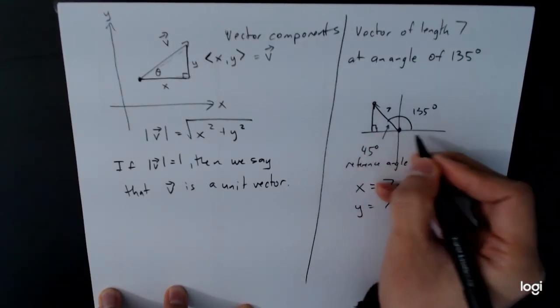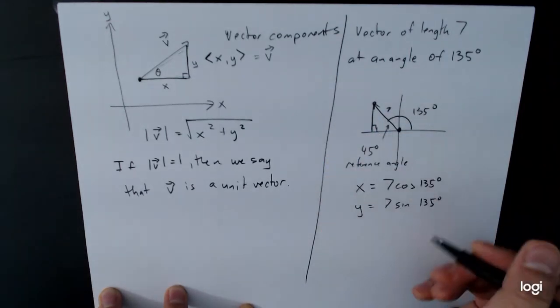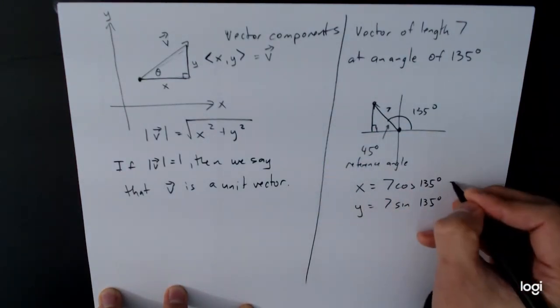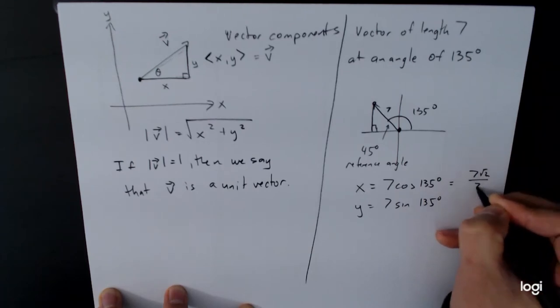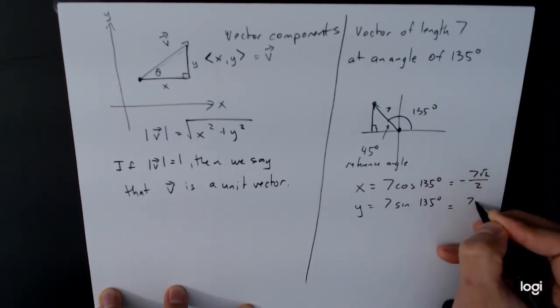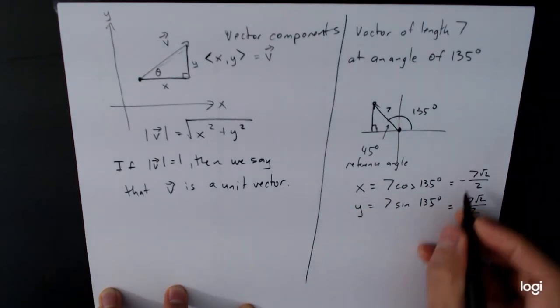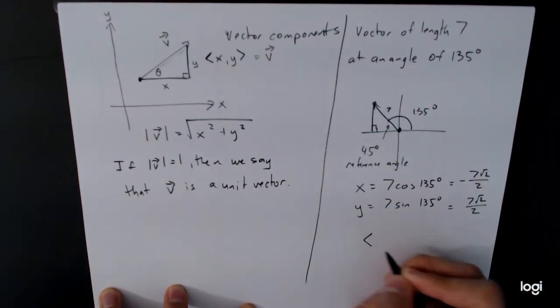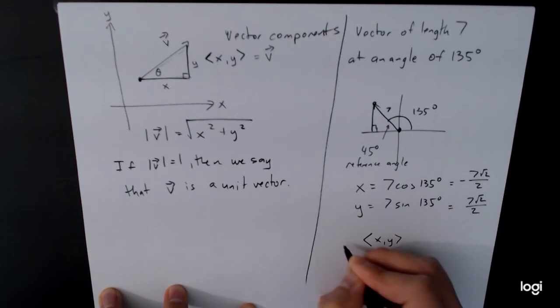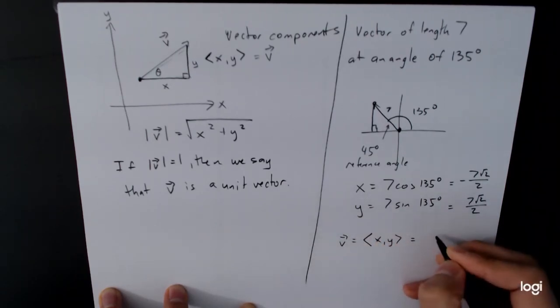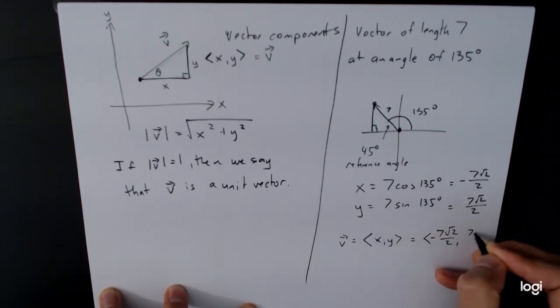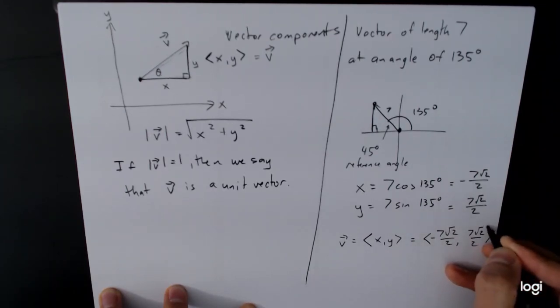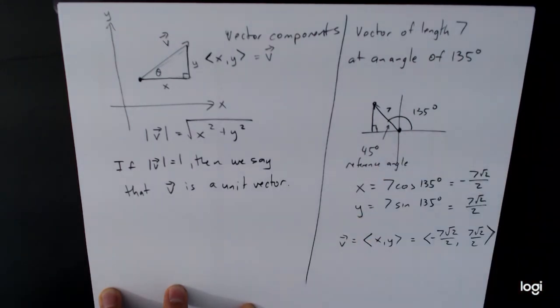Alternatively, you can solve for the length of this triangle and use the fact that we're in the second quadrant to make the x value negative and the y value positive. Either way, it doesn't matter. You should get the same result. The x value is negative 7 times root 2 over 2. The y value is 7 times root 2 over 2. And so the vector components for v are going to be negative 7 root 2 over 2, comma 7 root 2 over 2. And remember here, we're using pointy brackets because we're talking about a vector.